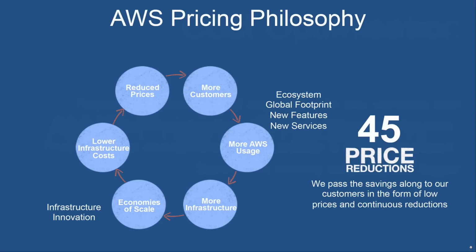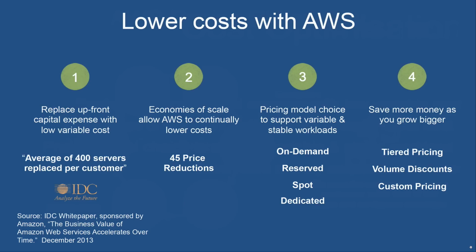And that's enabled us to proactively reduce the price of our services 45 times since our launch in 2006. We'll give a few examples of that later in the session today. But we proactively do that. We proactively pass those savings on to customers in the form of low prices, and we seek to continuously reduce prices as we deliver services to customers over their lifetime. So that's an important characteristic of AWS that you need to bear in mind when you're doing TCO comparisons against more traditional IT delivery models.